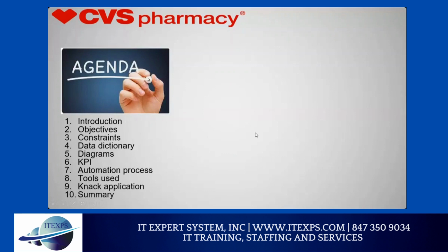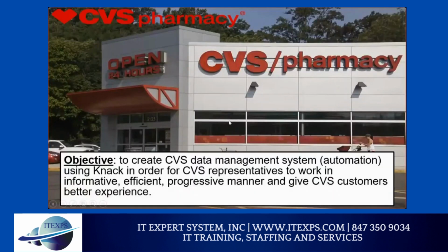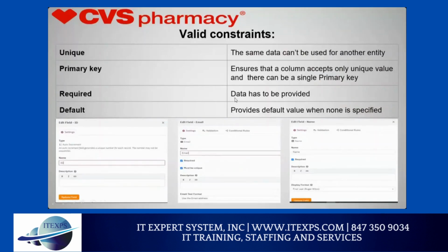So the agenda is, you see here, and the objective is to create a CBS data management system using Knack so the CBS representatives can work in an efficient, informative, and better way, and so the CBS customers can be happy. We also have some valid constraints in our project, and they are unique, primary key, required, and default. You can see the examples below. These are from our app. And now, Fanny will take over, please.